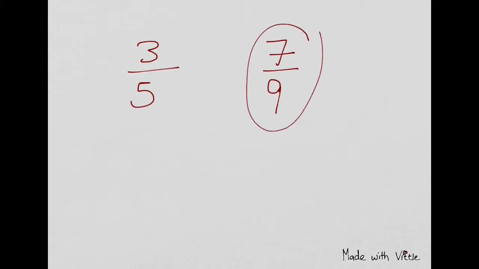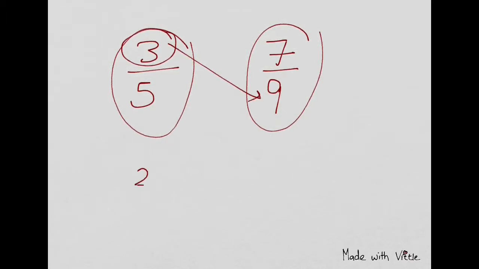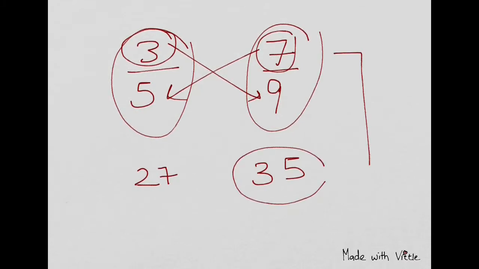You have to compare fractions like 3 by 5 and 7 by 9. The whole idea is to understand which fraction is greater just by cross multiplying. So you will take the top one, multiply it with this, that is 27, and the top one for this, multiply with this, which is 35. So which one is greater? Obviously 35. So this fraction is greater.